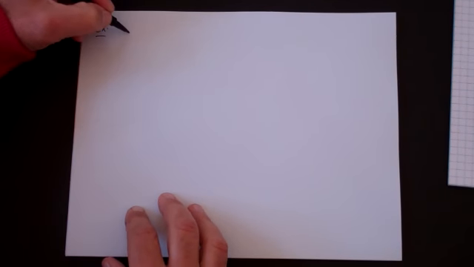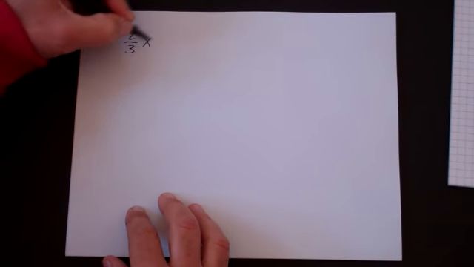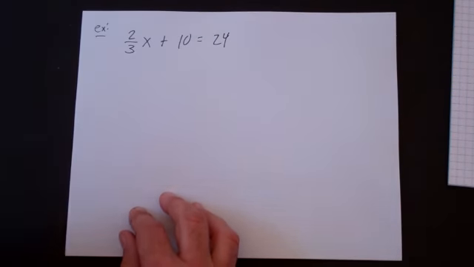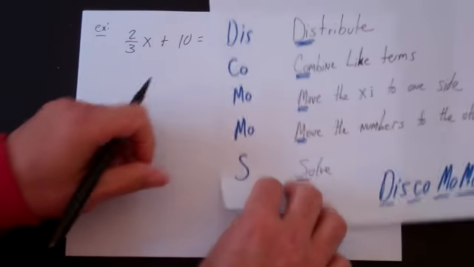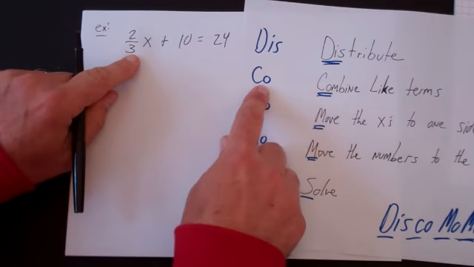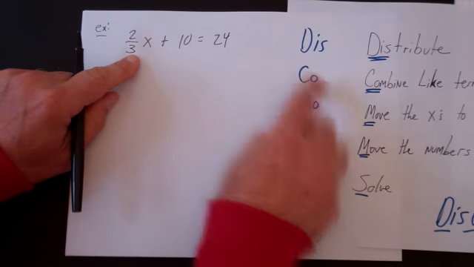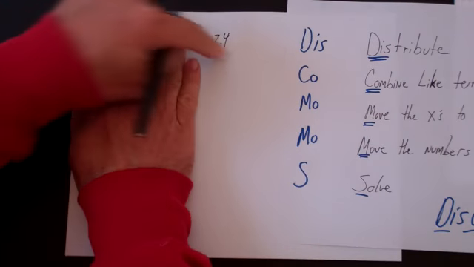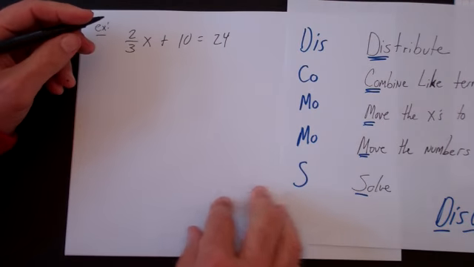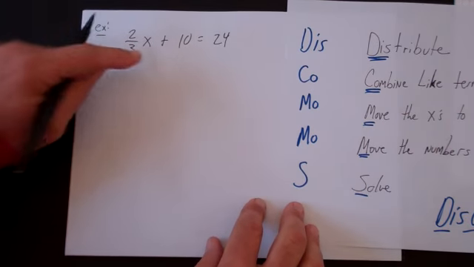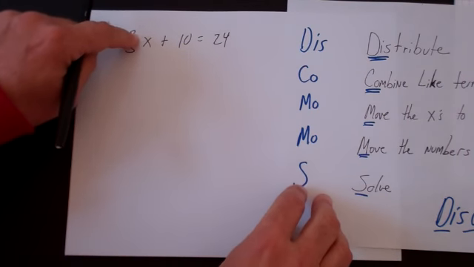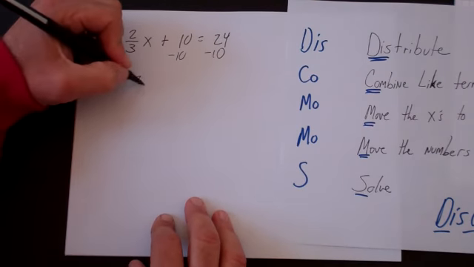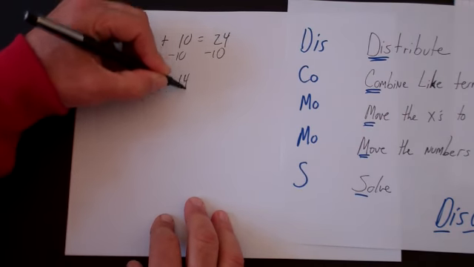Well, probably the easy example is something that looks like this: 2/3 x plus 10 is equal to 24. Well, let's just go through this. Is there anything to distribute? There's nothing to distribute, so let's see if there's anything to combine like terms. To combine like terms, you look at this side of the equation to see if there's anything to combine, and this side of the equation. There's not. So now let's move the x's to one side and move the numbers to the other. The only x is here, so let's leave it here and move the 10 over there. So you can subtract 10 from both sides, and you get 2/3 x is equal to 14.